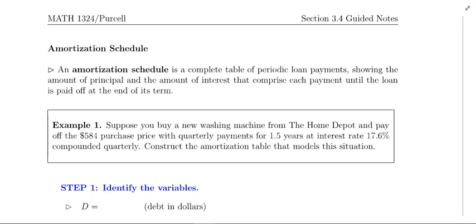Basically, an amortization schedule is a table, and it's going to show how each regular payment goes towards paying off the interest and paying down your purchase price. So it is very specific. It shows how each payment works: how much of the payment goes towards interest, and how much goes towards knocking down the purchase price. So let's take a look at example one.